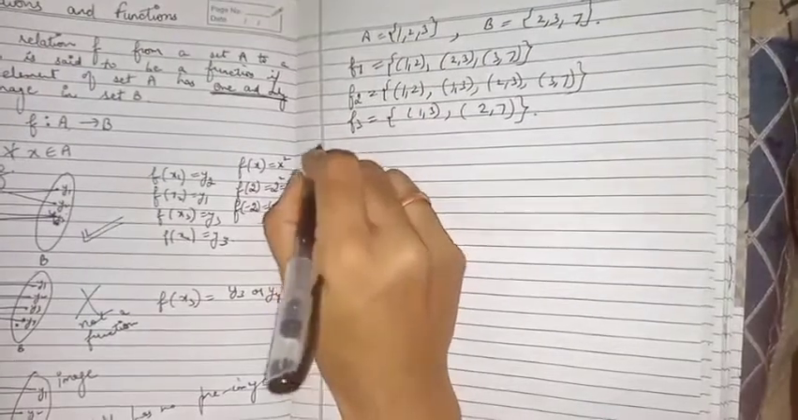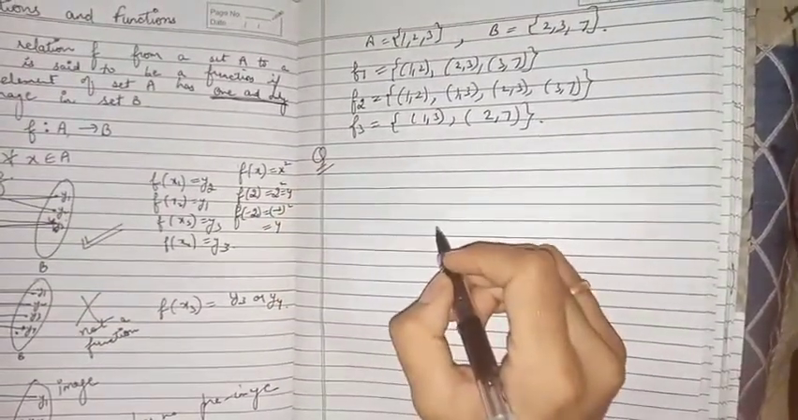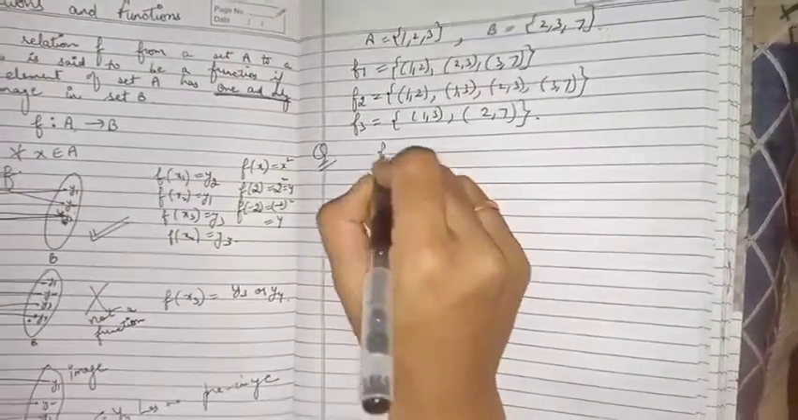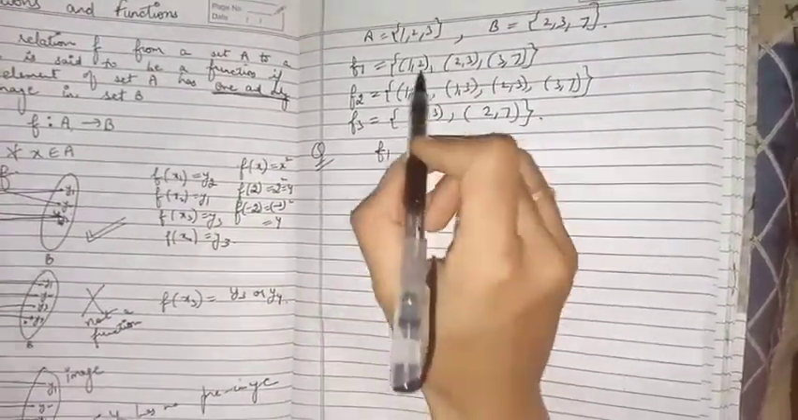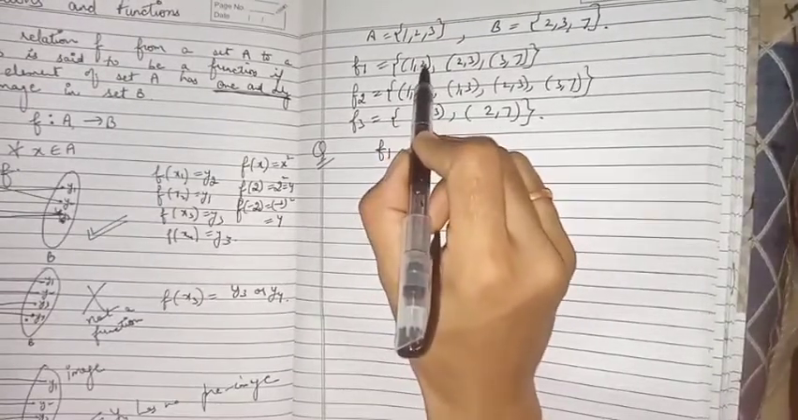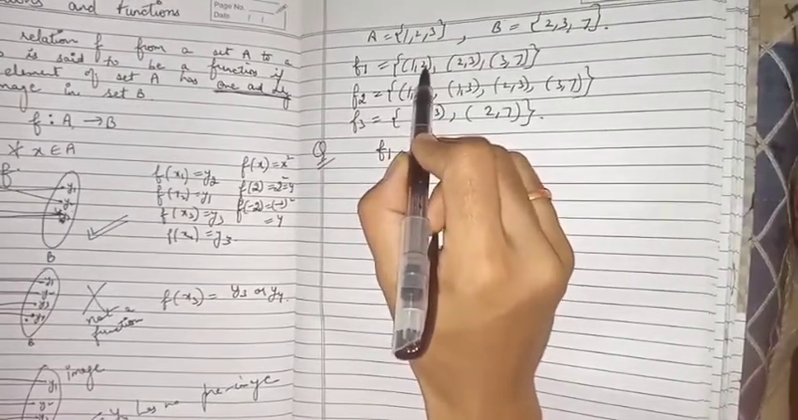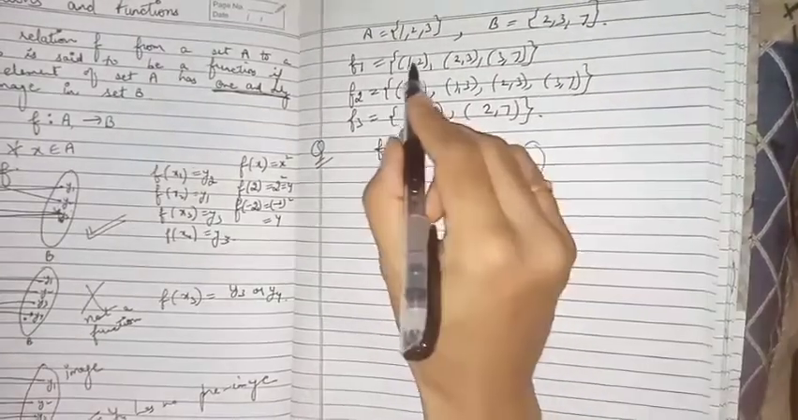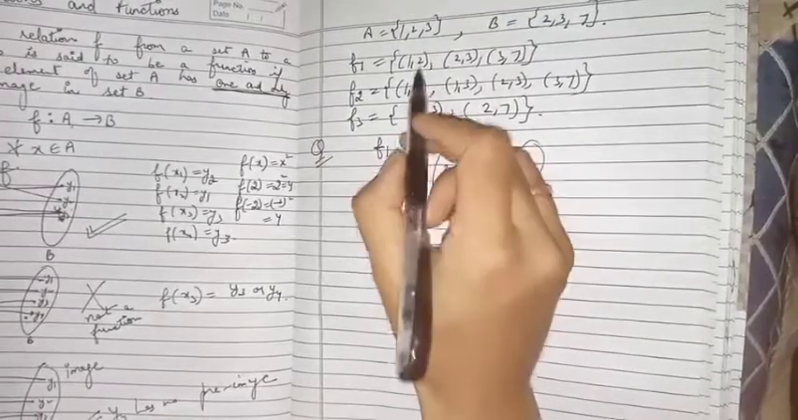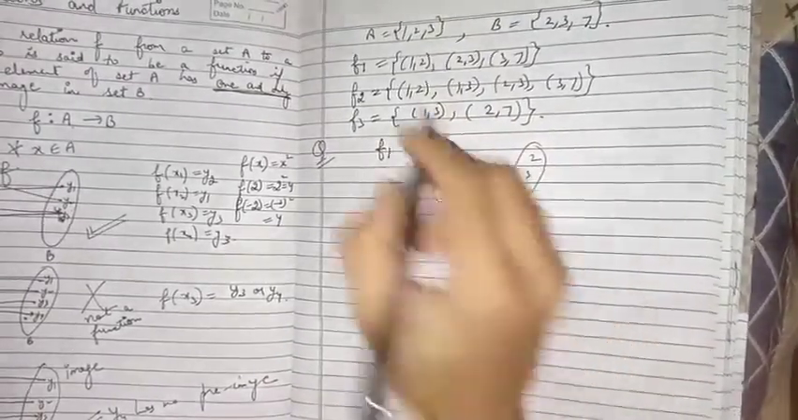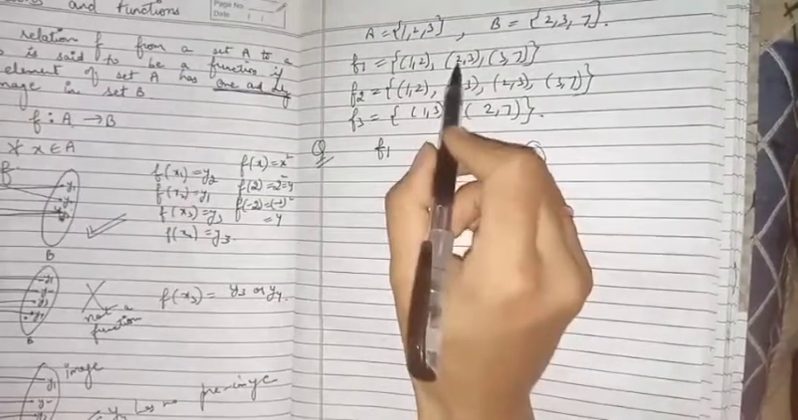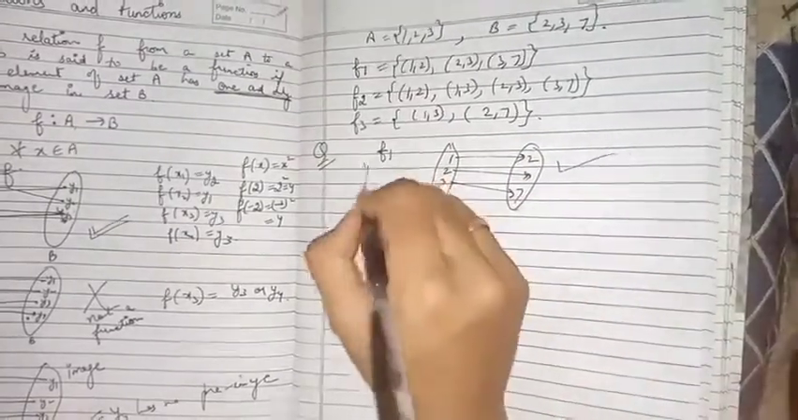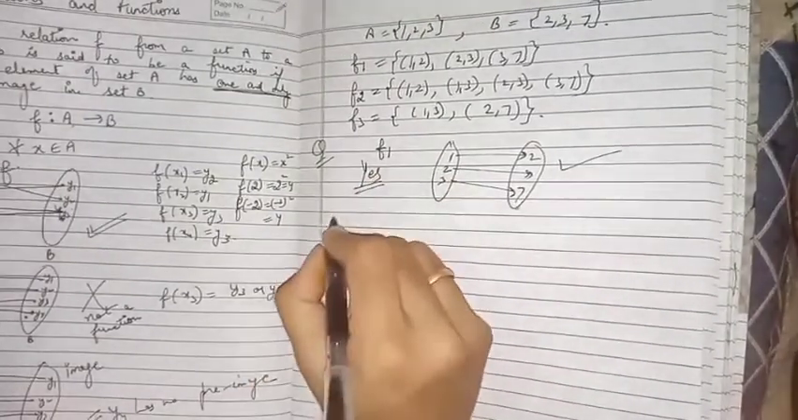My question is: check whether F1, F2 or F3 are functions or not. Now let us start with F1. This means 1 is associated with 2, that means 1 is related to 2, 2 is related to 3, 3 is related to 7. 1 is related to 2, 2 is related to 3 and 3 is related to 7. This is a function, yes. F1 is a function.